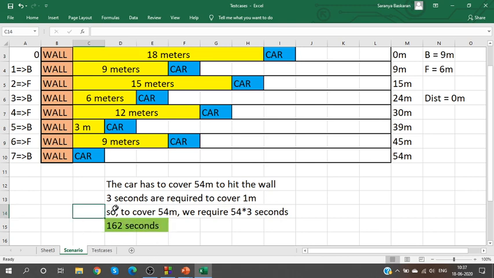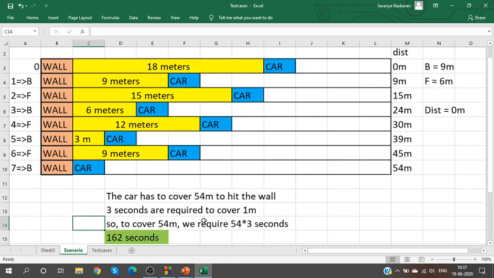After how much time will the car hit the wall? The car should travel 54 meters to hit the wall. To cover these 54 meters, the car requires 162 seconds. So after 162 seconds, the car will hit the wall. This is what we are supposed to give in the output. I hope I made the problem statement clear.